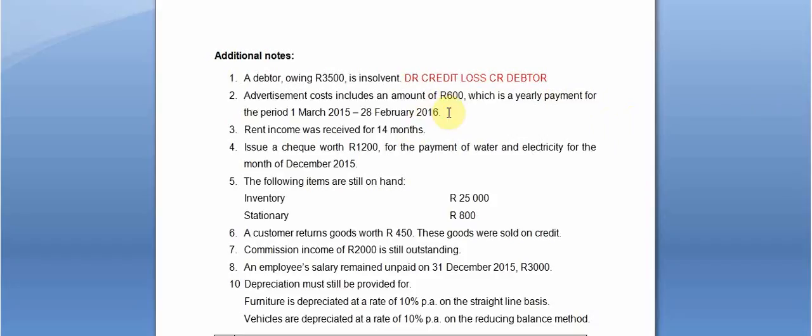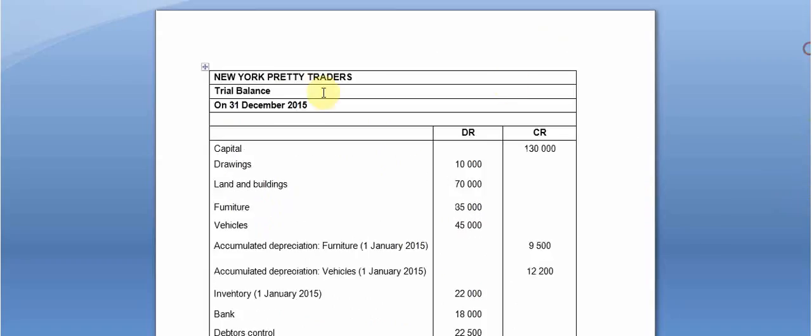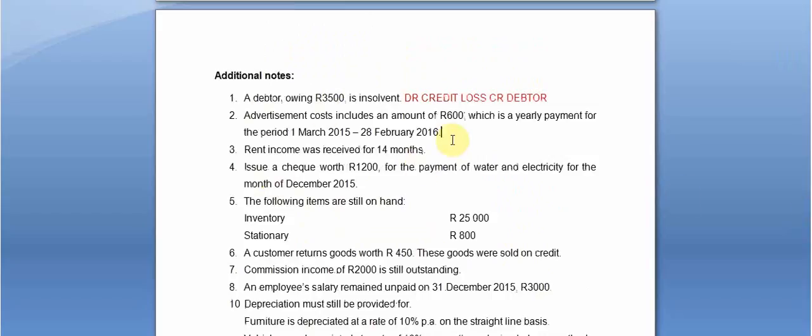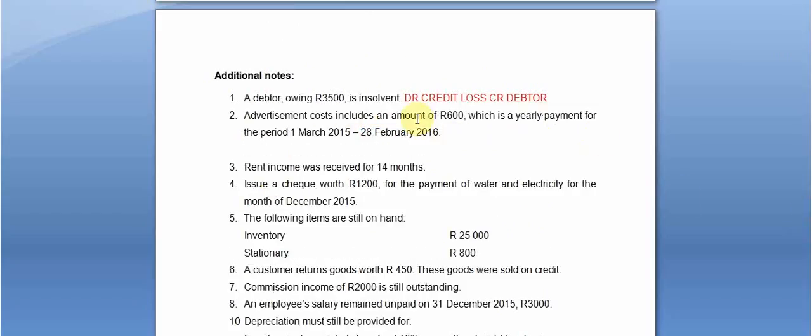Then they tell you advertisement costs include an amount of 600 Rand, which is a yearly payment for the period 1 March to 28 February. Right, this is again where the financial years don't correspond. Our financial year ends 31st December, and the financial year for the advertisement ends 28 February. So again, we have a January and February that is too much. So what will I say? I have too much advertisement cost.